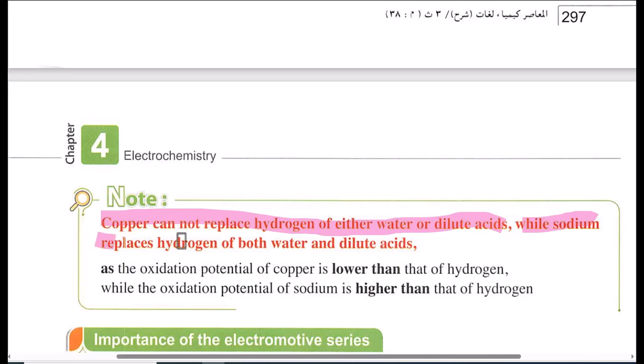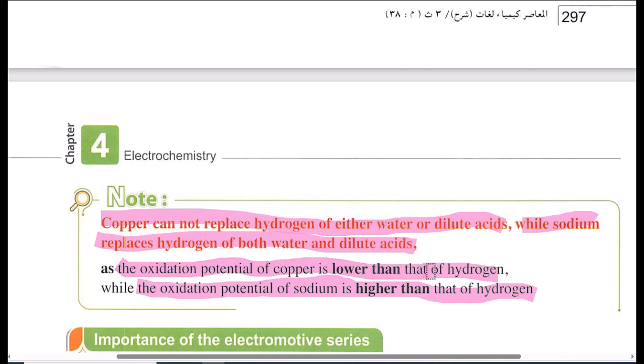How can this happen? Because the oxidation potential of copper is lower than that of hydrogen, while the oxidation potential of sodium is higher. Sodium is more liable to release electrons, as its oxidation potential is higher than that of hydrogen. But copper not. Hydrogen is more active than copper, and copper has a lower oxidation potential than hydrogen.